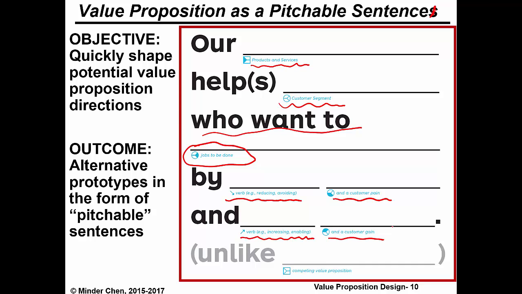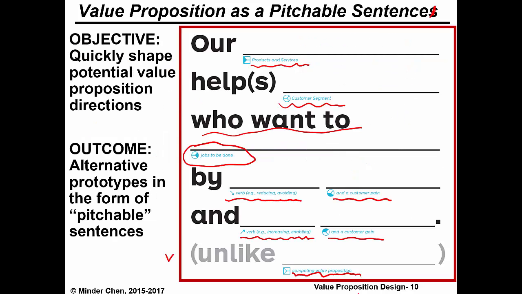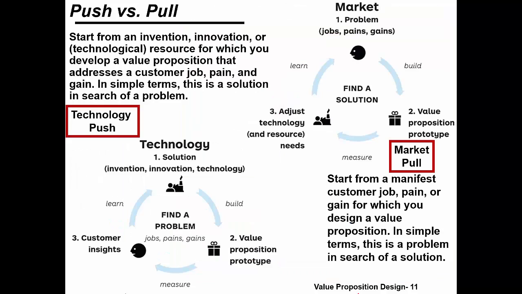bring some pleasure, etc. And you can certainly qualify it or further describe it, unlike some of our competitors' competing offerings. This is how we differentiate from them. So you can state it in a pitchable sentence to describe the value proposition canvas, such as this one, and translate it into a simple sentence laid out here.